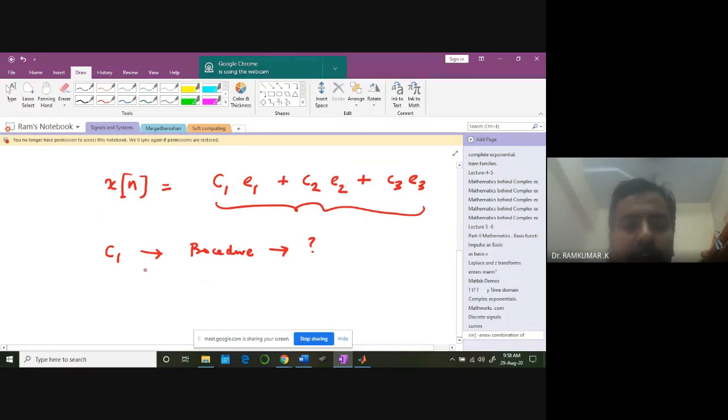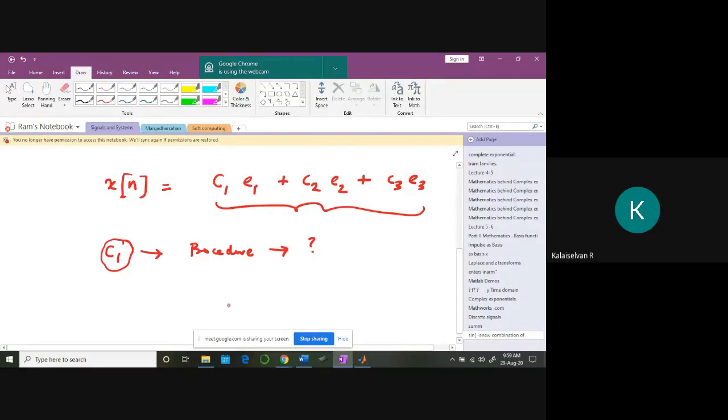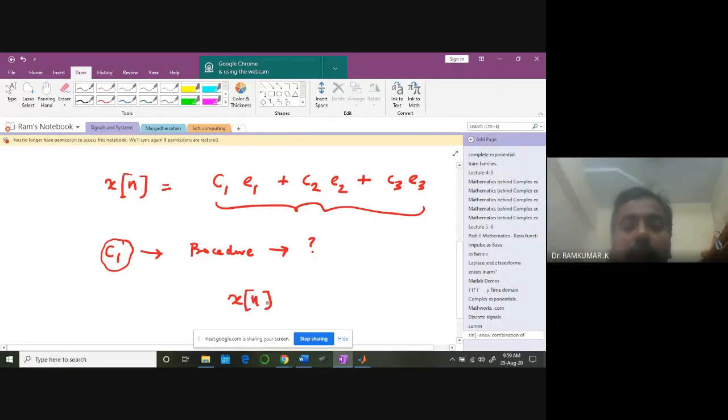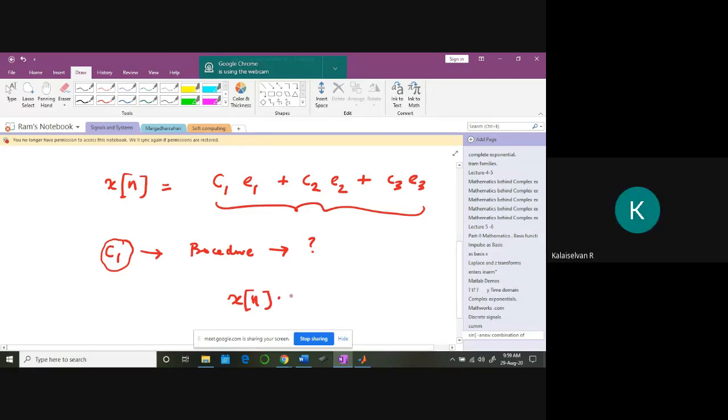What is the procedure we follow in order to get C1? Can somebody help me out? Inner product, sir. What are the two signals involved in an inner product? X of n and the corresponding impulse, or the corresponding basis vector.